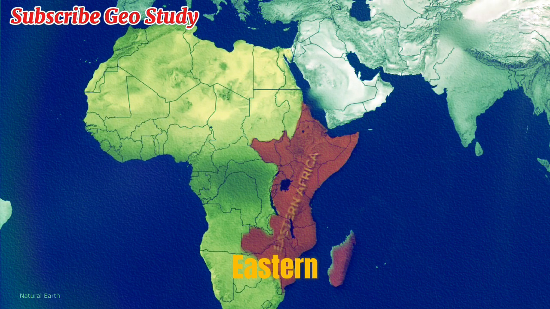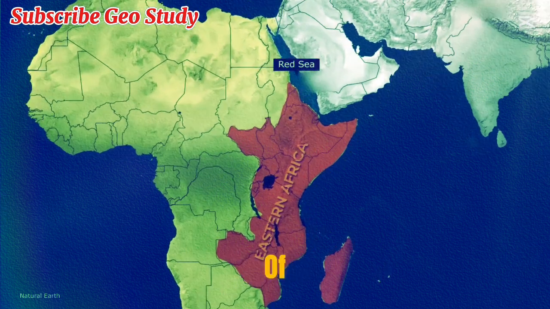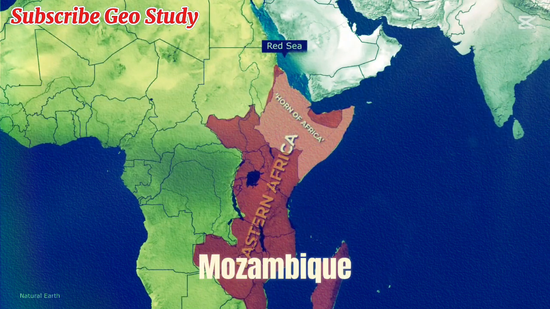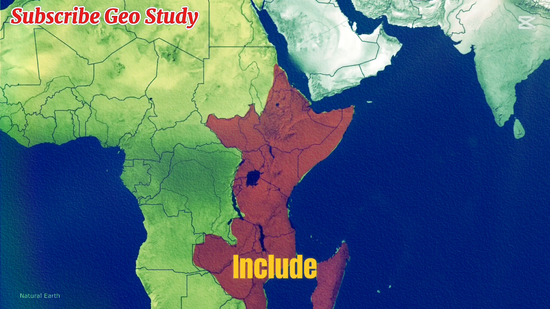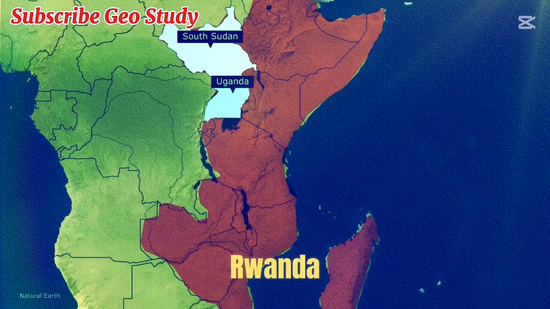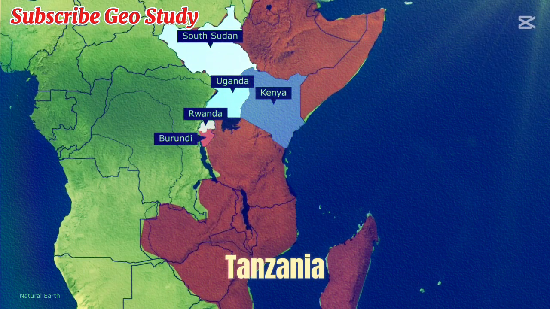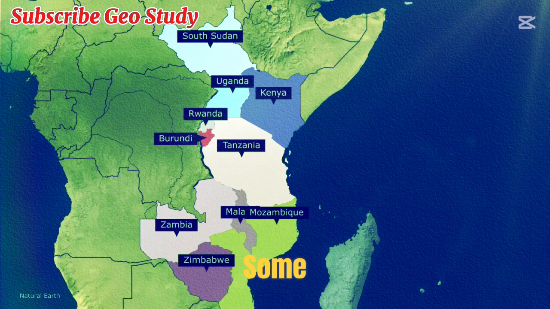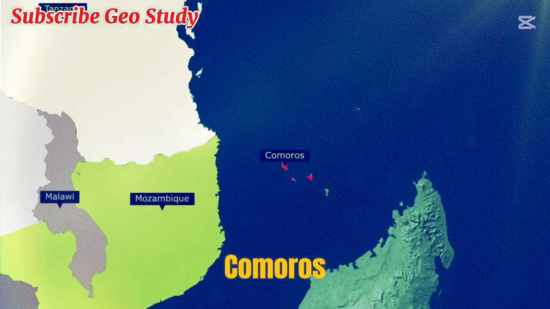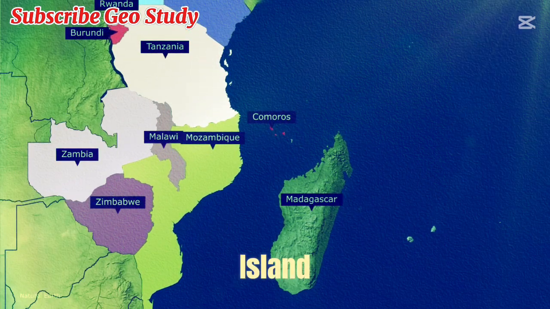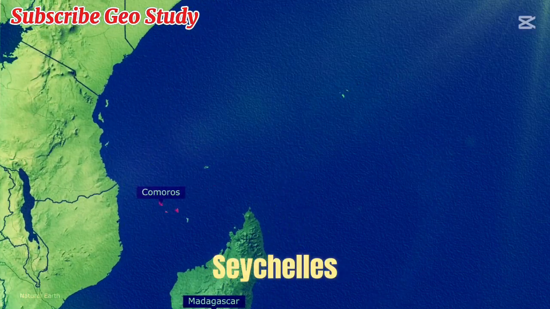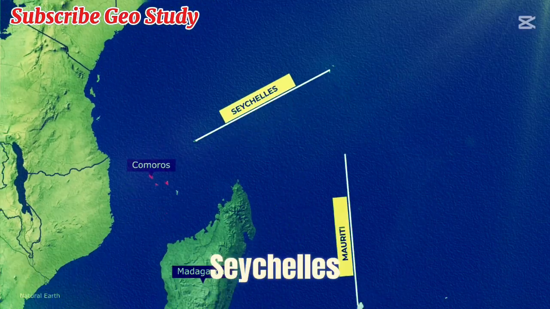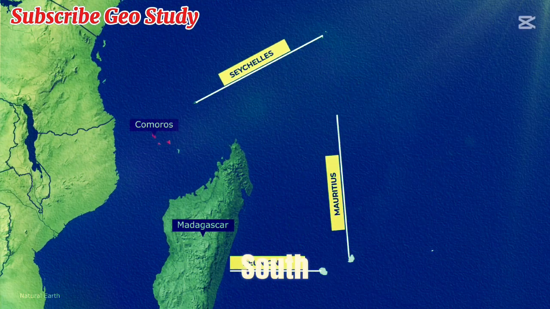3. Eastern Africa. This is the third part of Africa, extending from just south of the Red Sea and the Horn of Africa down to Mozambique. Countries include South Sudan, Uganda, Rwanda, Burundi, Kenya, Tanzania, Zambia, Malawi, Mozambique, Zimbabwe. Some island nations are also part of this region. To the east, Comoros. Below that, Madagascar, large island, in the Indian Ocean. Seychelles, north. Mauritius, south of Seychelles, and Reunion Island, further south.